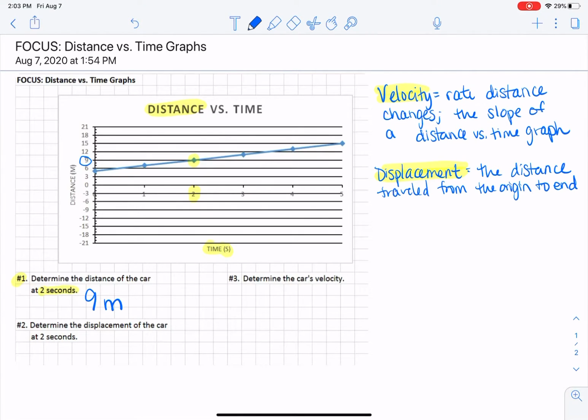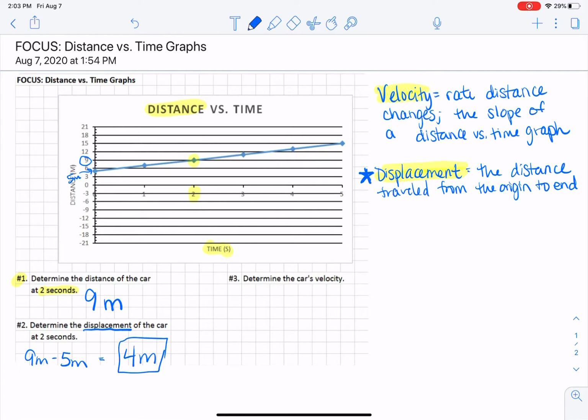Number 2 asks for the displacement of the car at 2 seconds. So displacement you might need to remember from vocab. So over here I have the definition of it. Displacement is the distance traveled from the origin. So if we look at the origin, it's right here and it started at 5 meters. So it didn't travel 9 meters total from the beginning. It actually started a little bit further ahead of the origin of this graph. So it actually started at 5 meters, and it got to 9 meters. So 9 meters minus 5 meters is going to give us our answer, which is 4 meters.